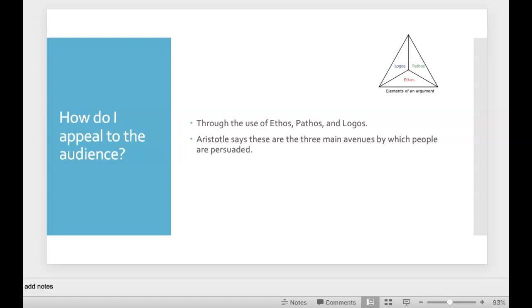In the last video, we talked about the rhetorical triangle. Now we need to consider the modes of persuasion. So, really, how we're going to do this is through the three rhetorical appeals. We have ethos, pathos, and logos. Aristotle says these are the three main avenues by which people are persuaded. So, we're going to look at each of these closely.